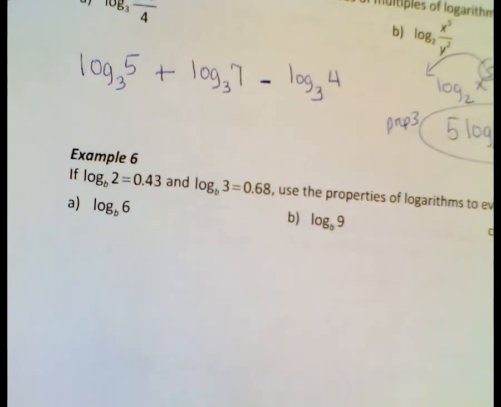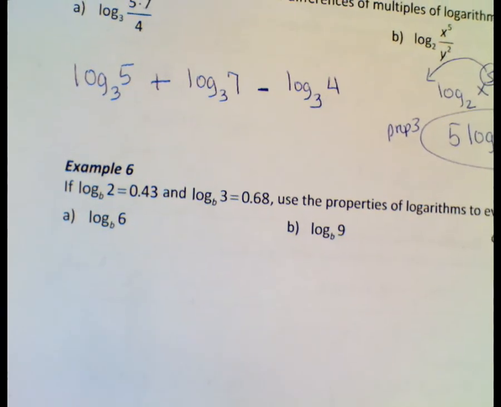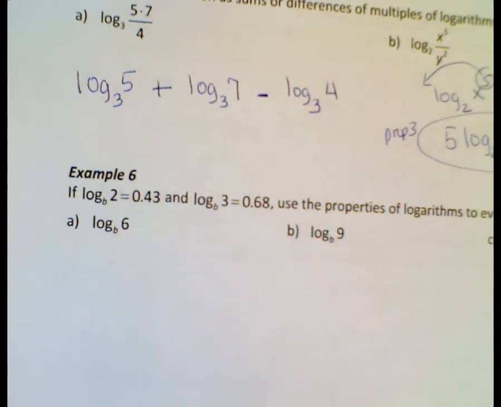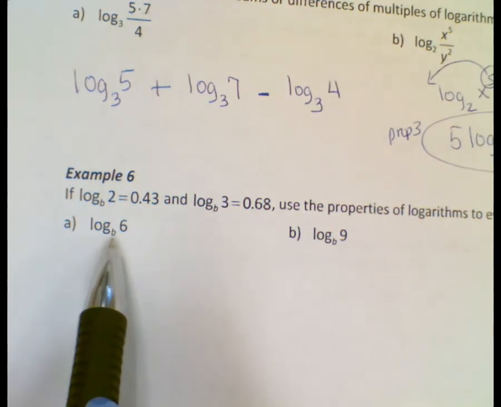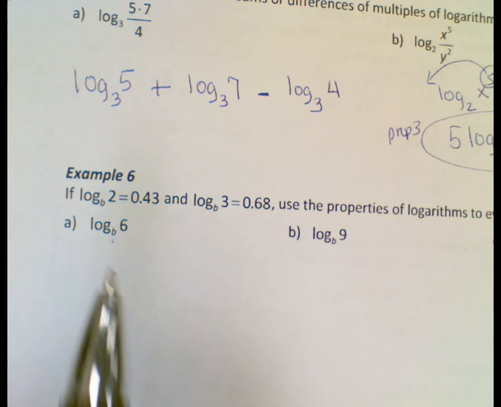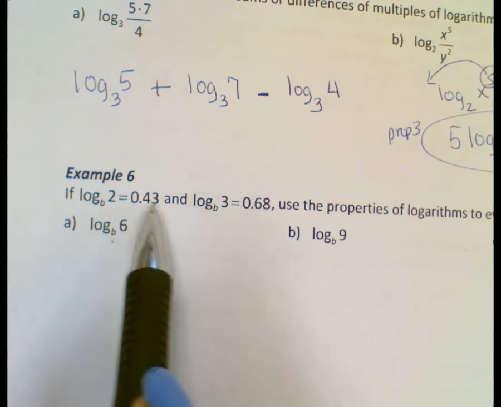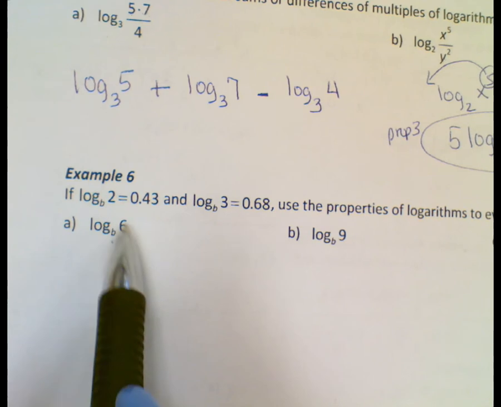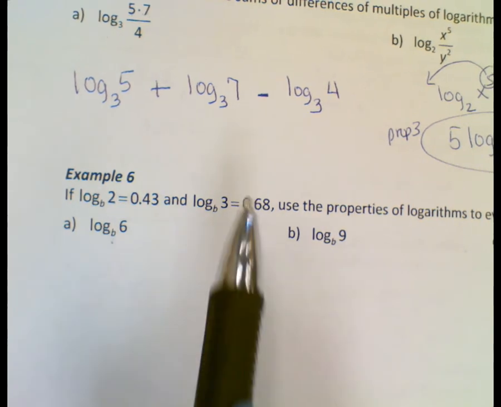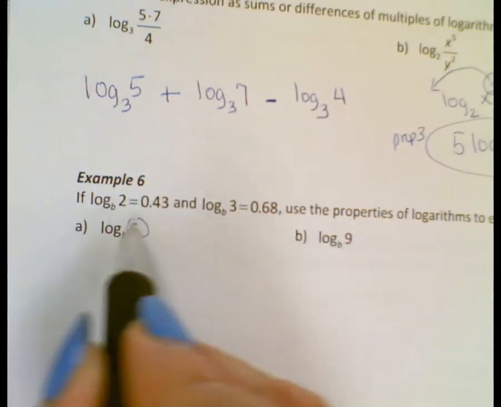So it says, use properties of logarithms to evaluate the following. Well, we can't punch this in the calculator because it says base b. So they give you a hint. They tell you that log base b of 2 is equal to 0.43, and log base b of 3 is 0.68. So if we can get the 6 in terms of 2 and 3, we can use these decimals. How can I express 6 in terms of 2 and 3?